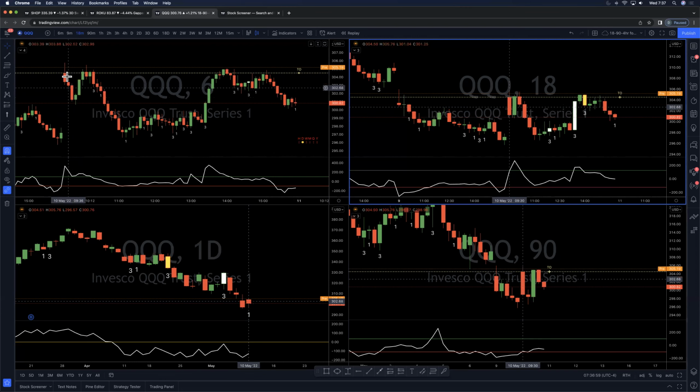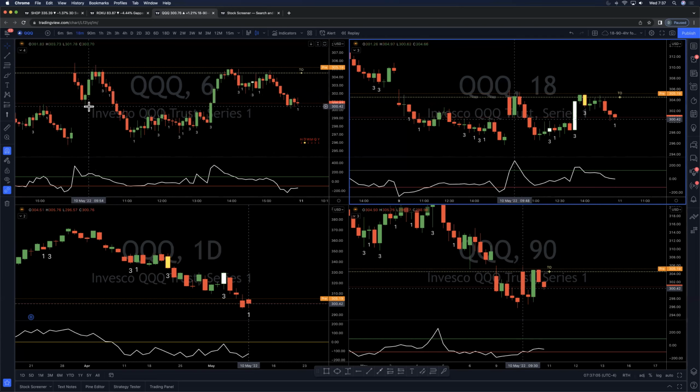Now, you could take this trade. You could take this trade, a little higher risk. I hold off on these, especially when I'm trading Tesla. Why? Because it moves quite fast.